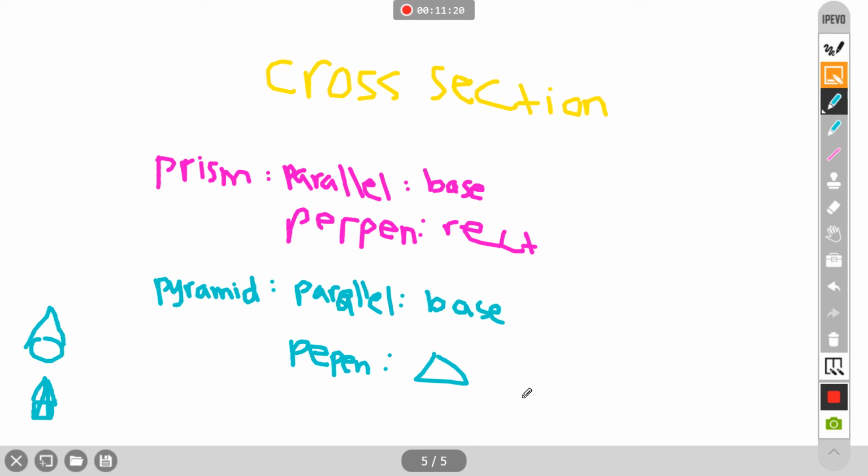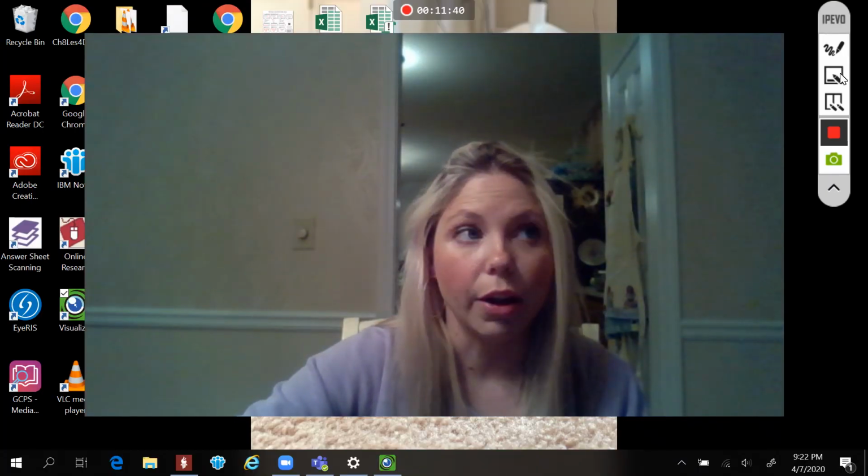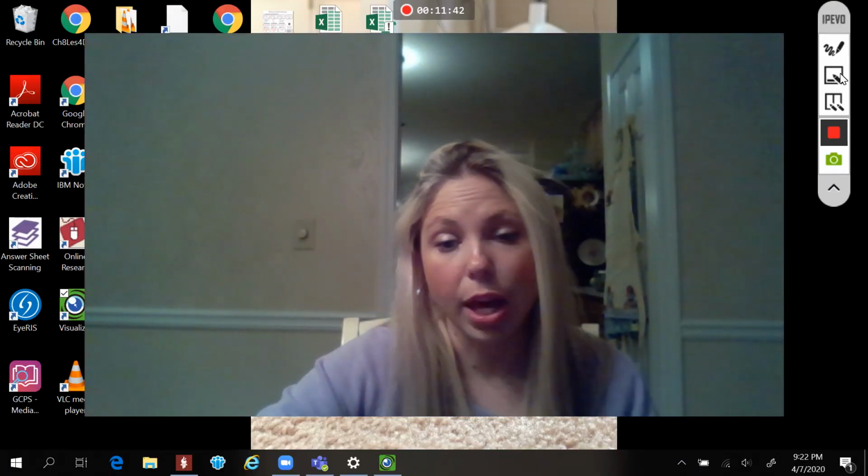Now, a sphere is the only shape where it does not matter how you cut it. A sphere is made up of nothing but circles. So no matter how you cut a sphere, you'll always get a circular cross section. Okay? All right.